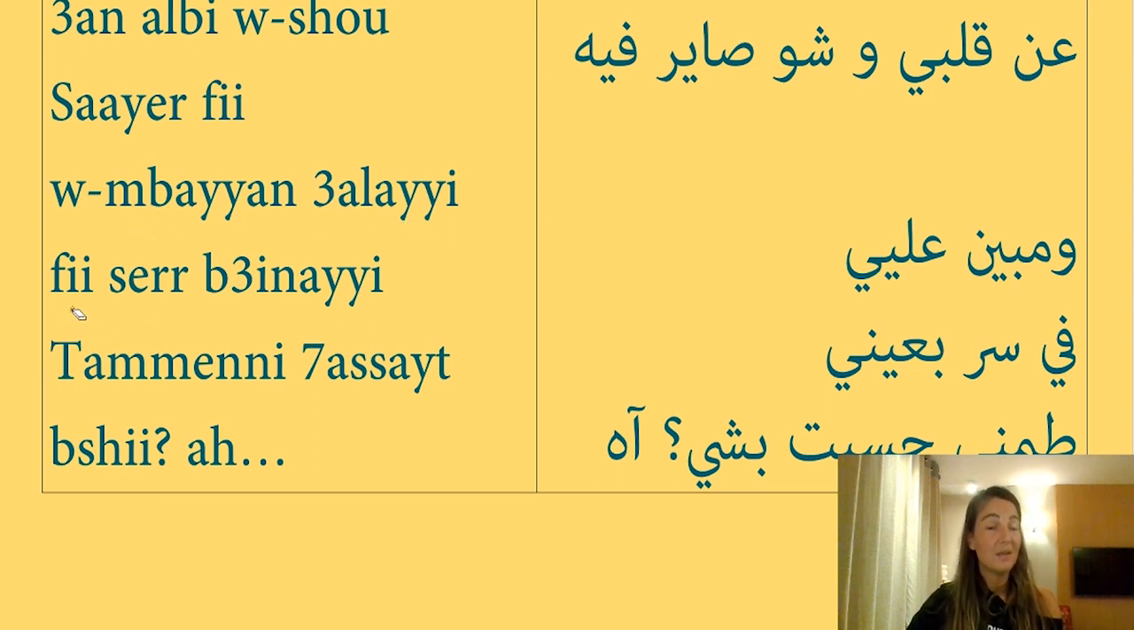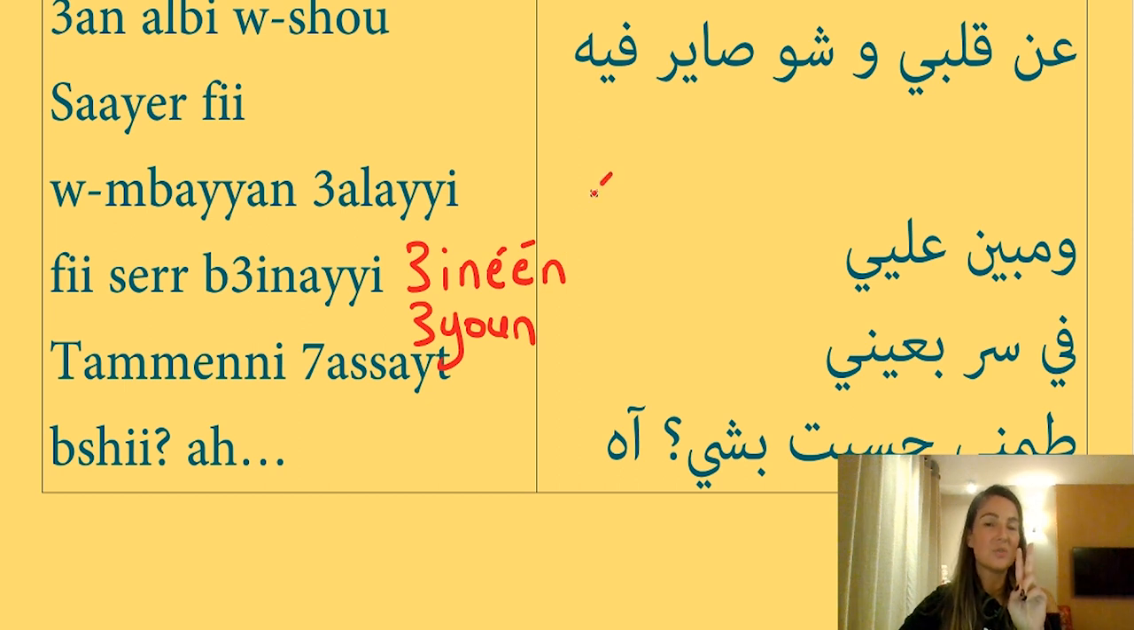ومبين علي في, there is سر. سر means a secret. بي means in. عيني means my eyes. The word عينين, some people pronounce it عينين or عيون, means eyes. عينين, usually it's just two eyes, because we have two eyes, a pair of eyes. عيون is the plural form. عيون, just eyes. We can use them interchangeably. عينين. But here she's using عينيني. She's adding the E, which means my. But of course, we don't say عينيني anymore. We drop the noon. And we say عيني. عيني, my eyes. Of course, we can also say عيوني. عيني, عيوني. My eyes or my eyes. So في سر بعيني, there is a secret in my eyes.